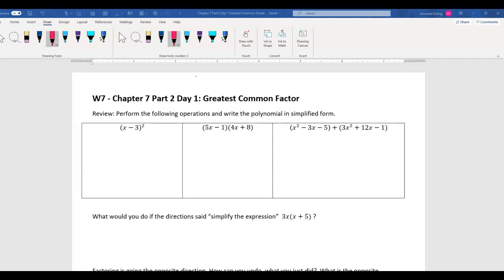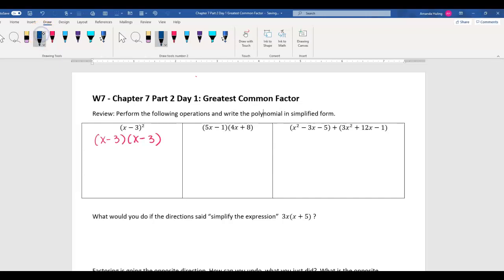To start off today, we're just going to review slightly, and we're going to talk about some of these operations. So this says, perform the following operations and write the polynomial in simplified form. If I look at this first box here, it says it has a binomial, x minus 3 all squared. If you remember, that's kind of asking us to write this binomial out twice.